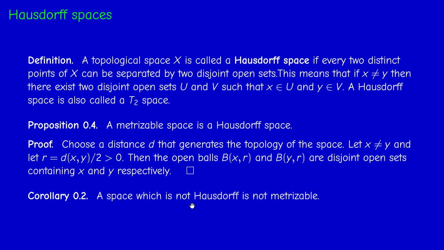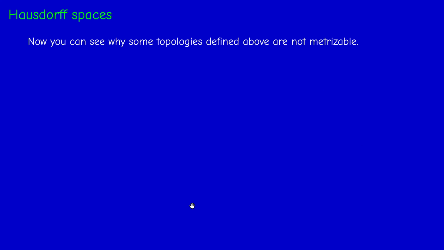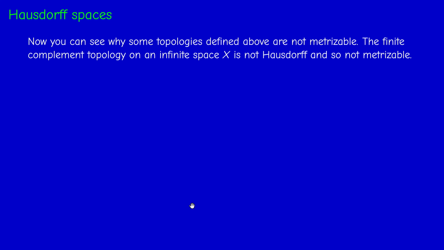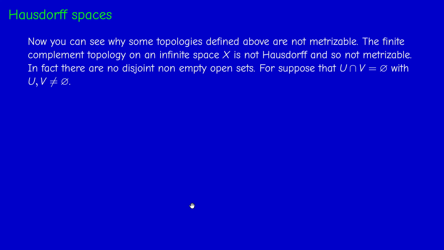And now this explains why in the examples of the last video, many topologies were not metrizable. Why? Because they are not Hausdorff, simply. If you look back at these examples, for example, the indiscrete topology is not metrizable because it's not Hausdorff. The finite complement topology on an infinite space X is not Hausdorff and therefore not metrizable. Same thing, because any two non-empty open sets meet in this topology.